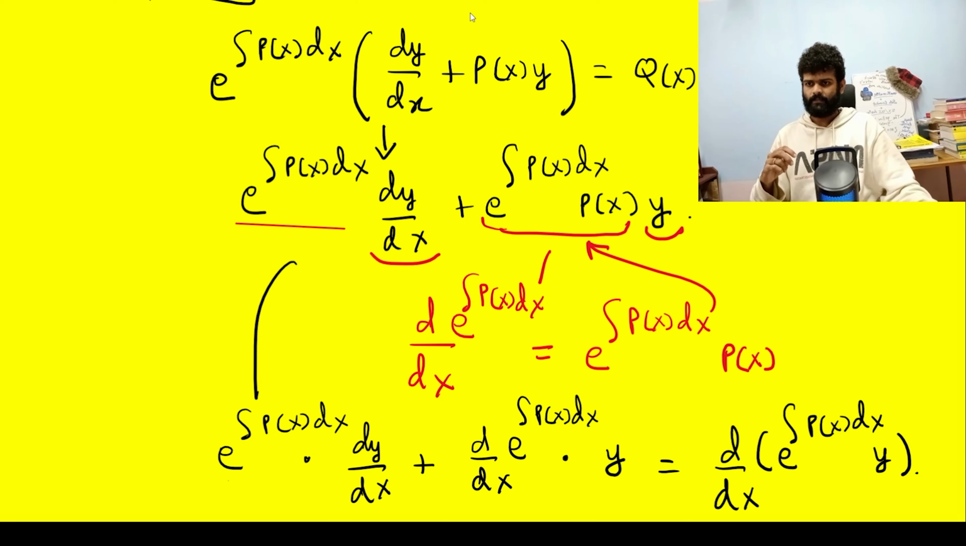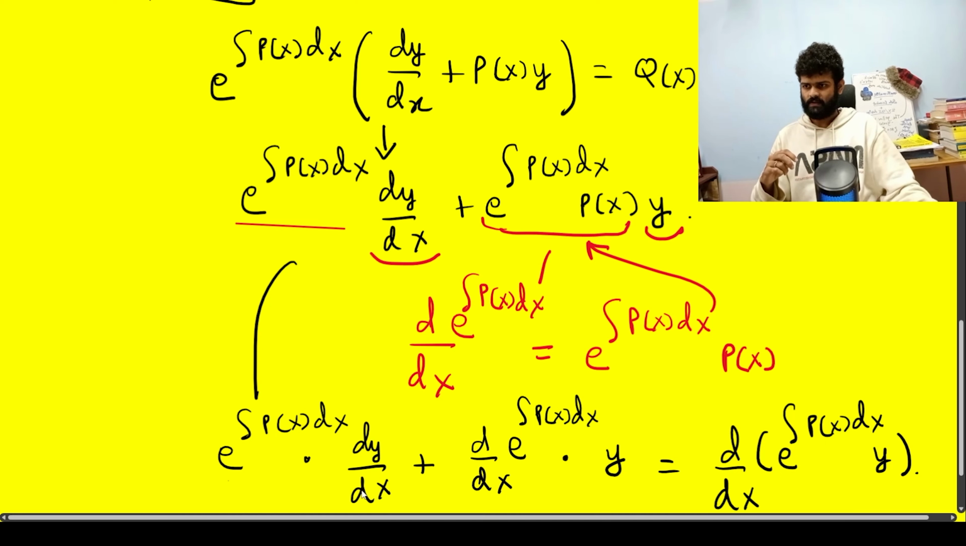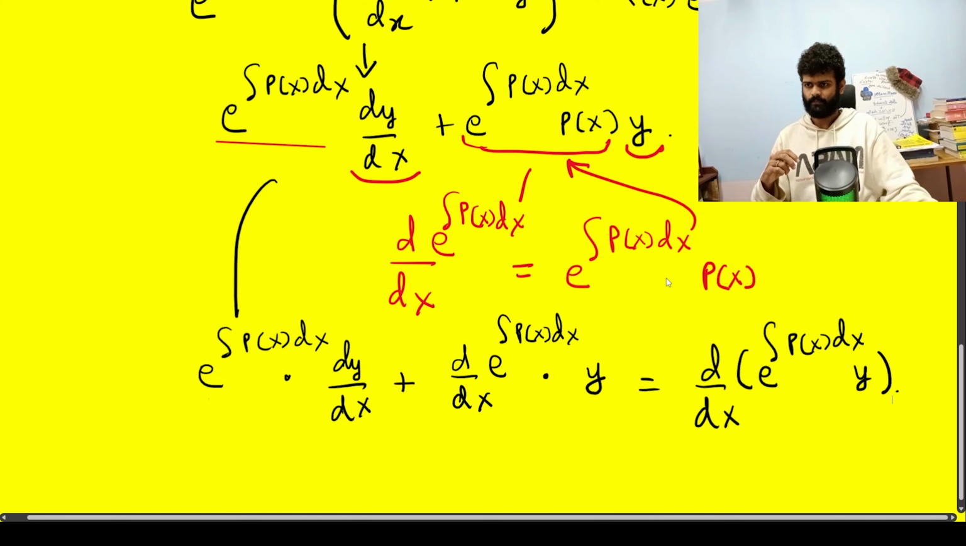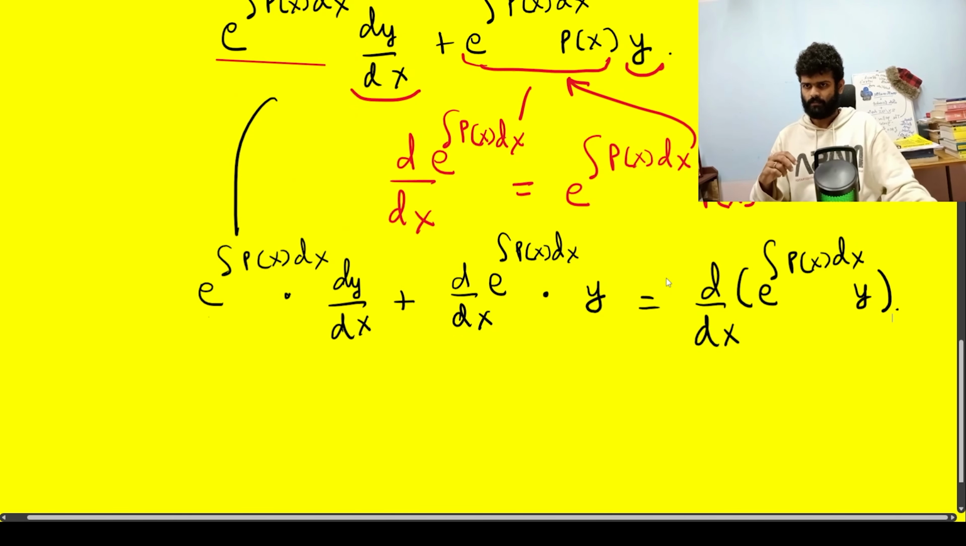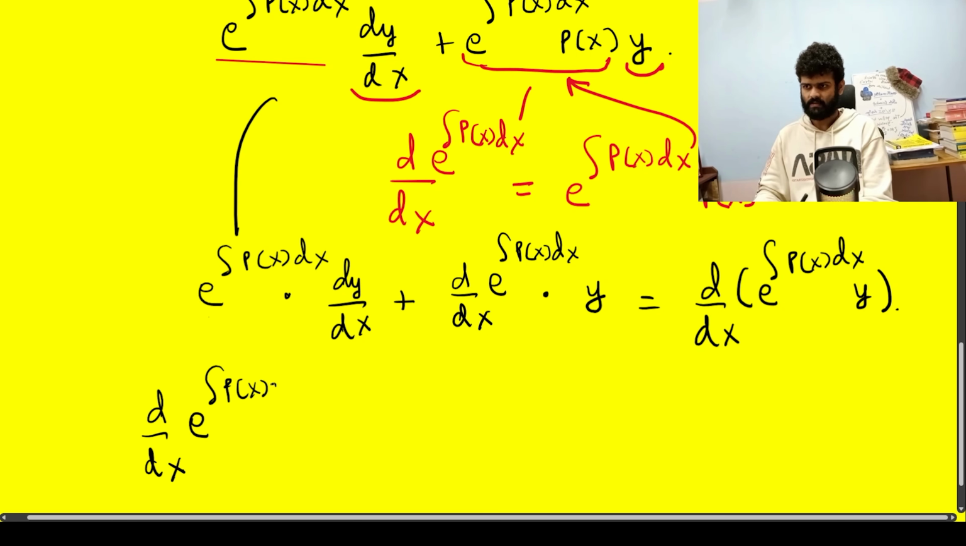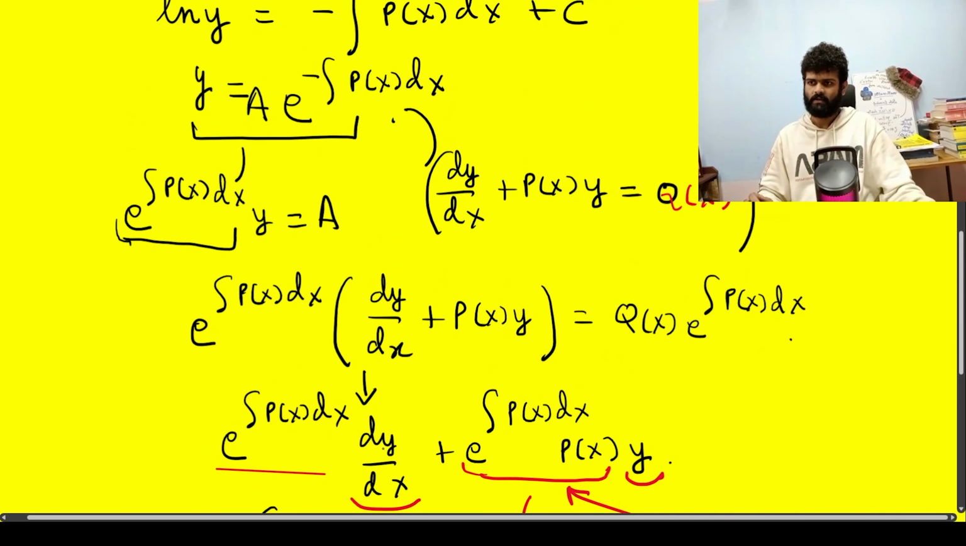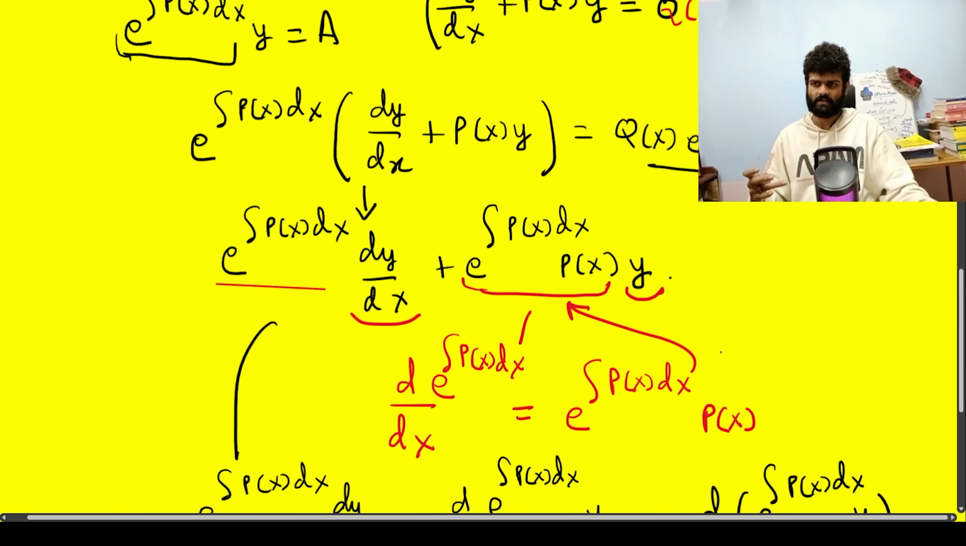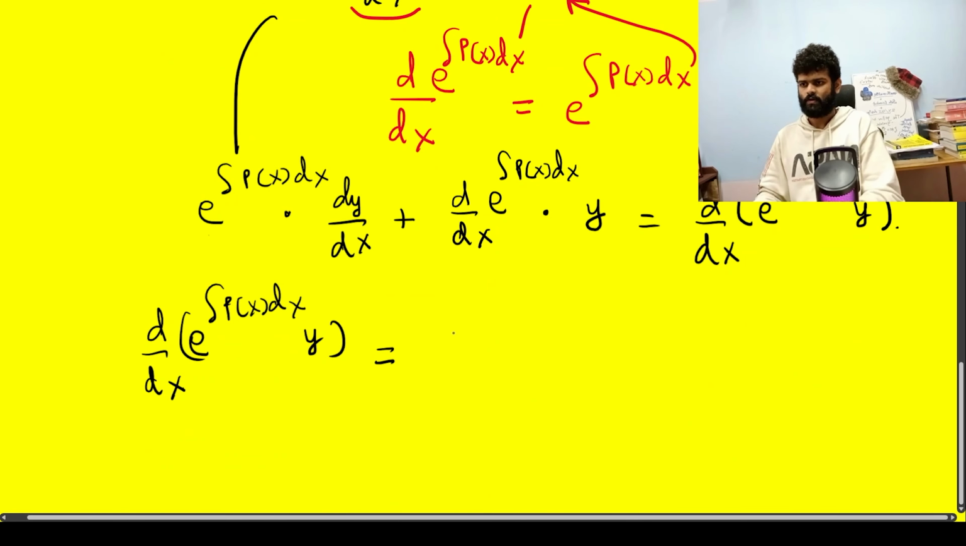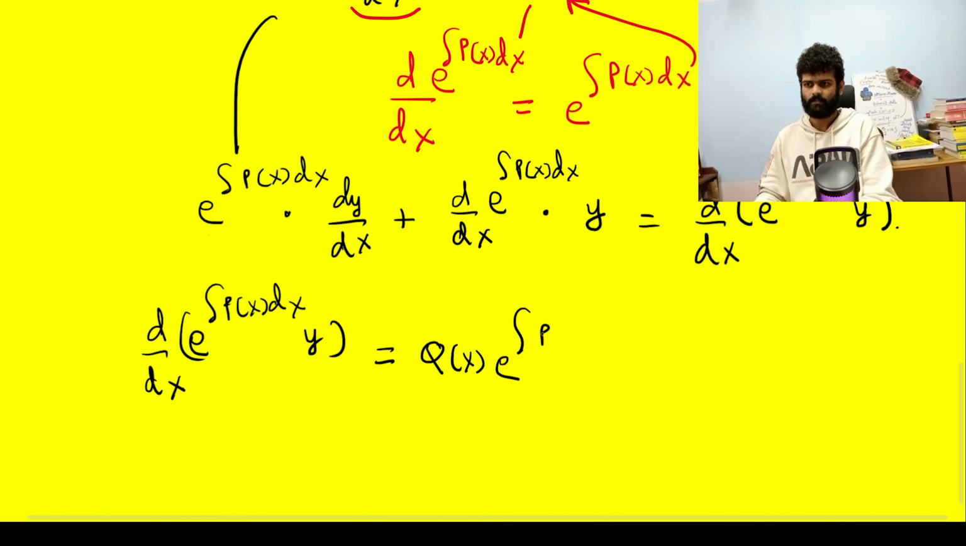So let me write down. I know you all cannot see my screen. d by dx of e to the power integral px dx times y is nothing but, if you go up a little bit, this is qx times e to the power integral px dx. So let me write down. So qx times e to the power integral px dx.